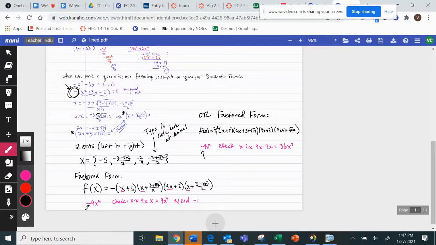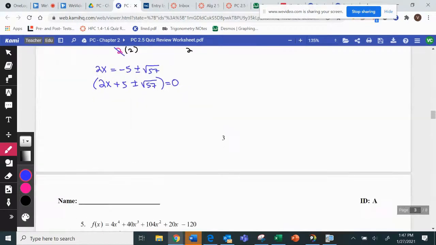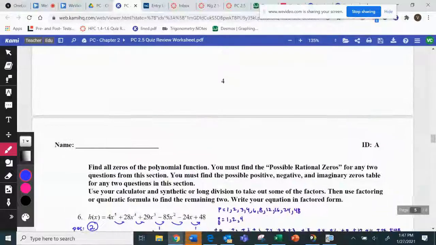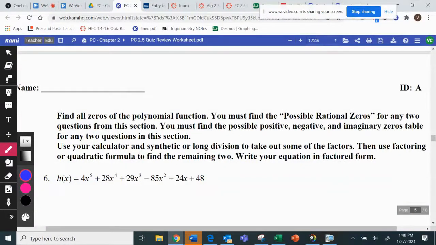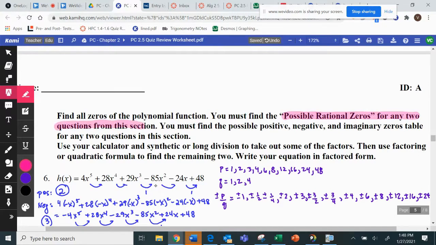And then one thing I want to say about the assignment. Where is my assignment? I was working on it. Is this it? This might be it. Yeah. So one thing I want to say about the assignment, starting at question 6, it says to find the possible rational zeros for any 2 questions from this section. There's 4 questions in this section. You only have to do 2 of them. If you want to do more, there's more for you to practice. I will do it for every single one.